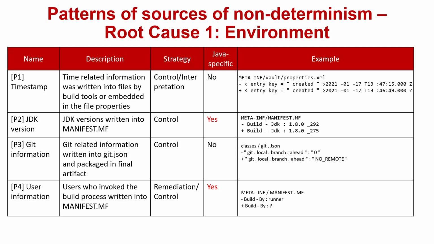We summarize 5 root causes for the patterns of sources of non-determinism we found. For the details, please refer to our paper. Here, I'm going to briefly discuss some representative ones. The first root cause is the build environment, which includes 4 patterns: timestamp, JDK version, Git information, and user information. Among them, the JDK version and user information are unique in Java-based systems, where the non-deterministic information is written in the manifest file.